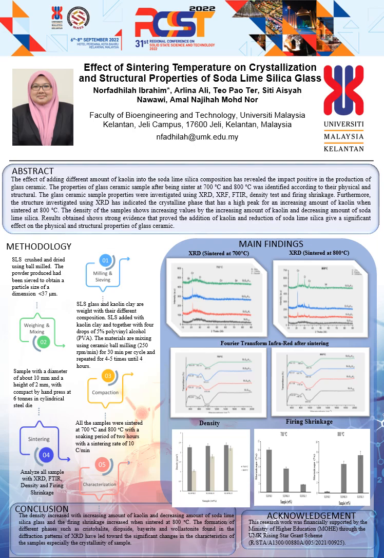Then weighing and mixing. The SLS glass and kaolin clay are weighed in 5 different compositions, with 5% of PVA added. The materials are mixed using a ceramic ball mill for 30 minutes per cycle, for 5 cycles, until 4 hours. And then we go for the next method, which is compaction.